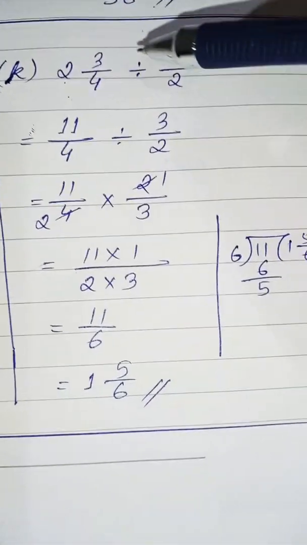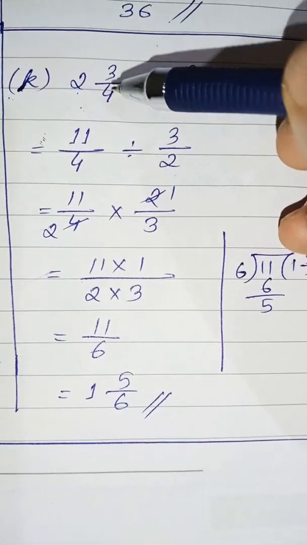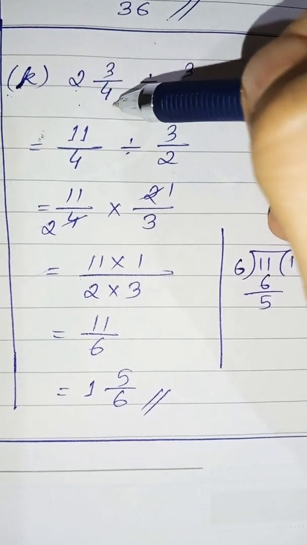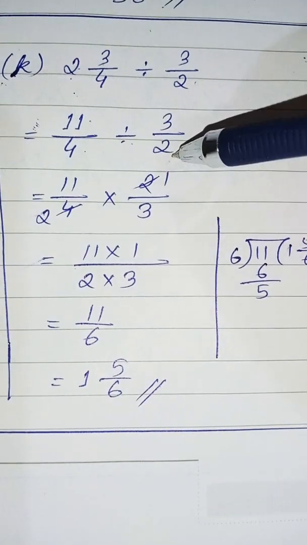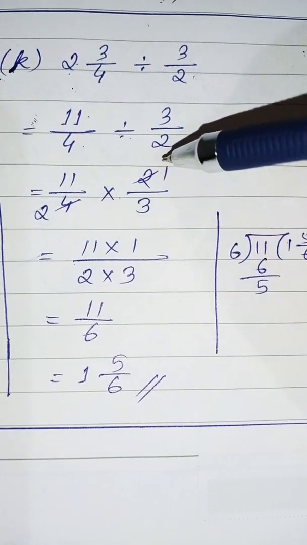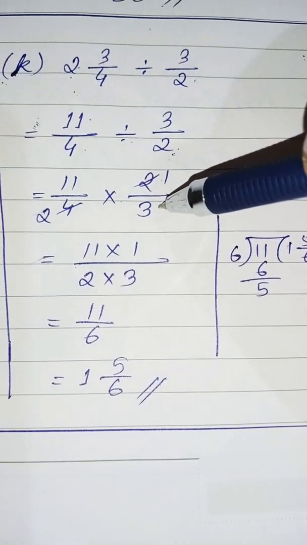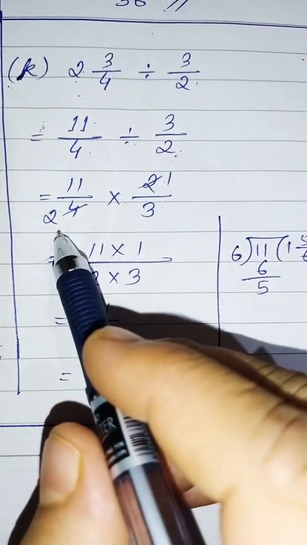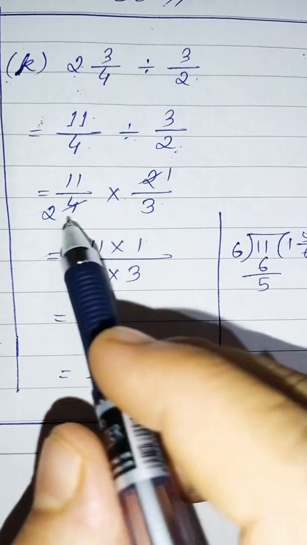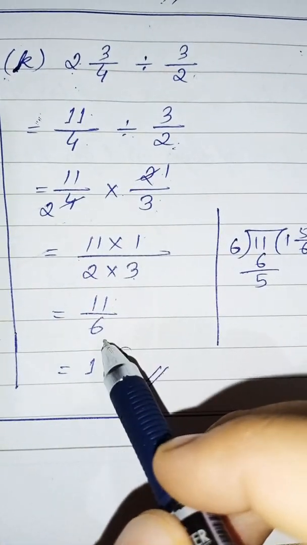Similarly this one, but here in the beginning you have a mixed fraction. So we will first convert it into an improper fraction. 4 2s are 8 plus 3, 11. 11 by 4 divided by this. So 11 by 4 multiplied by this, which gets reversed, 2 by 3. Now 2 and 4 are divisible by 2. So 2 1s are 2, 2 2s are 4. So you are left with 11 into 1, 2 into 3, 11 by 6.